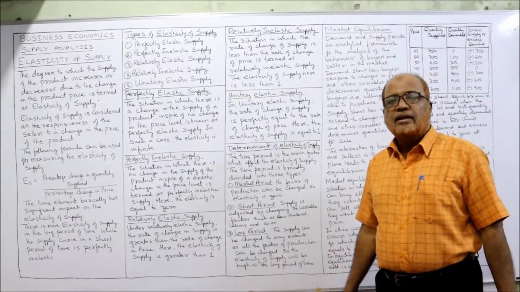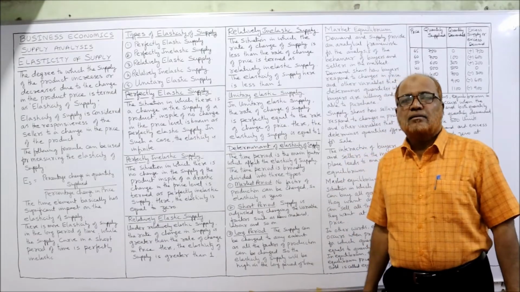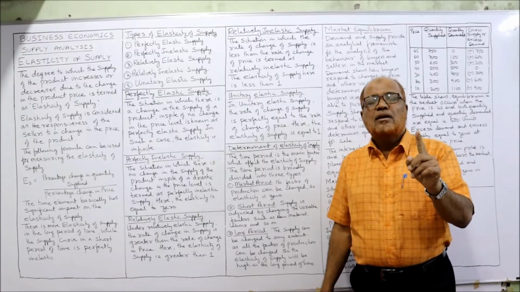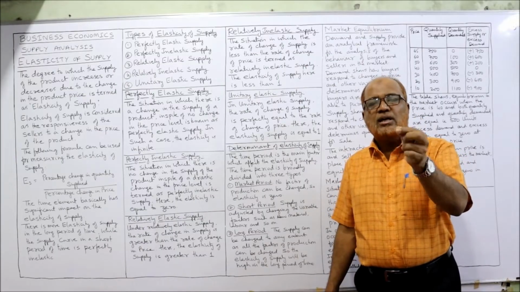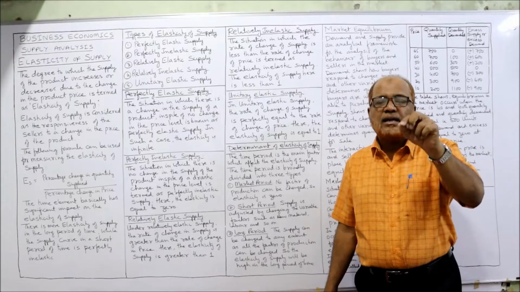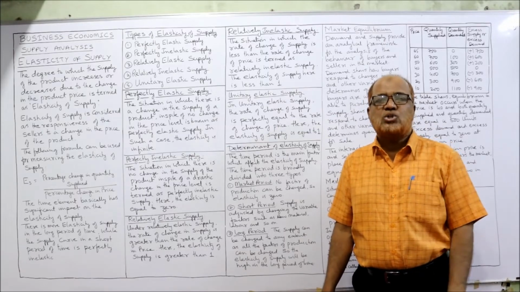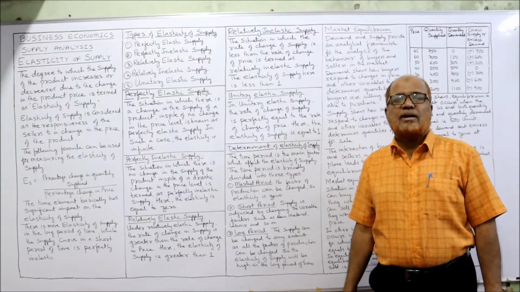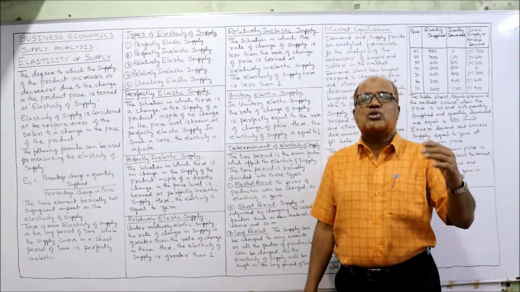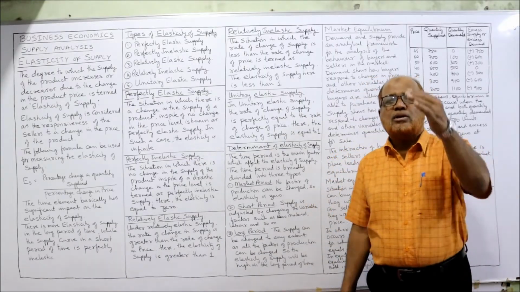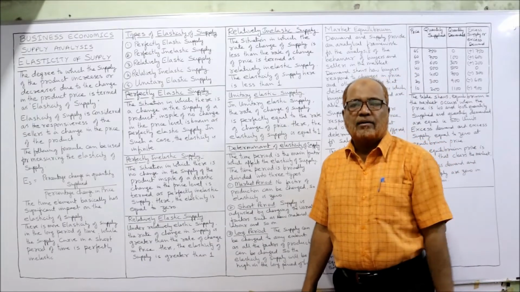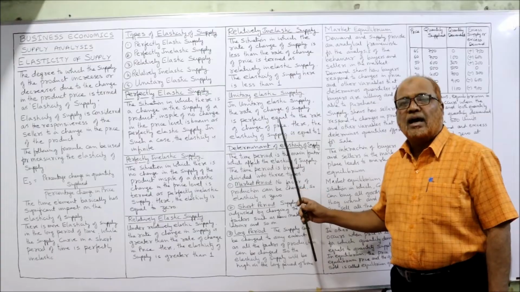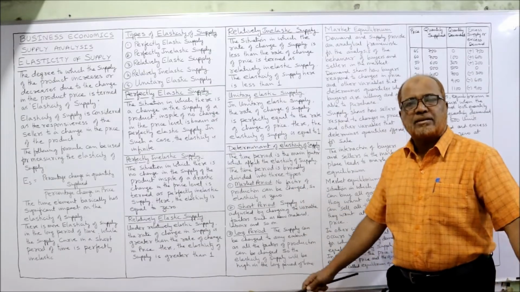Next one is unitary elastic supply. Unitary means 1. That means the percentage change in supply is exactly equal to the percentage change in price. Example, the supply changed by 10%, price also changed by 10%. So 10 by 10, you will get 1. The value of elasticity will be 1 in case of unitary elastic supply. That's all.